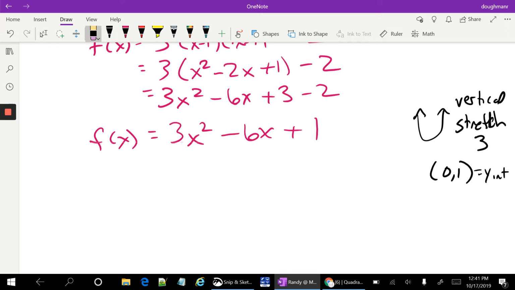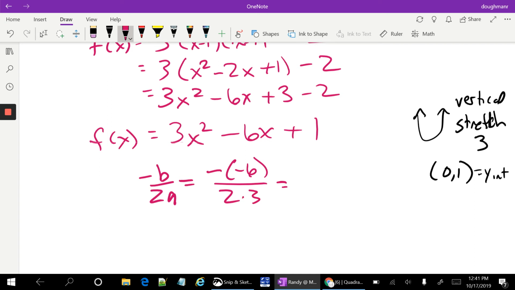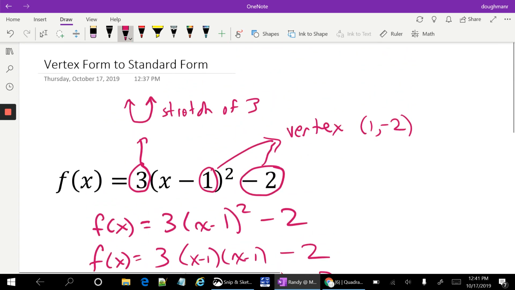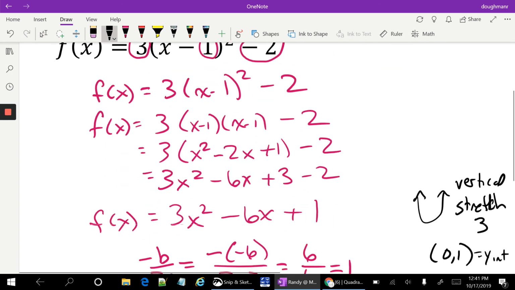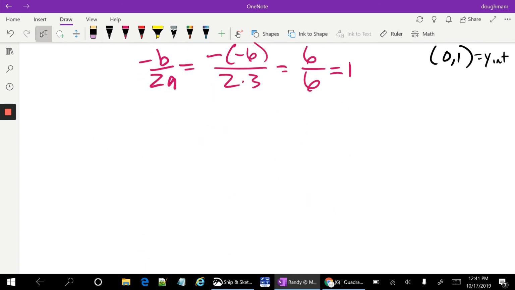The next thing, what we learned from the last video, is that the opposite of b over 2a is my line of symmetry. So in here we got the opposite of negative 6 all over 2 times, not a, we'll go ahead and put in a 3 there. So the opposite of negative 6 is 6 over 2 times 3, which is 6, is 1, which is real nice because back here we found that the x-coordinate of the vertex is 1. So that's a nice check.